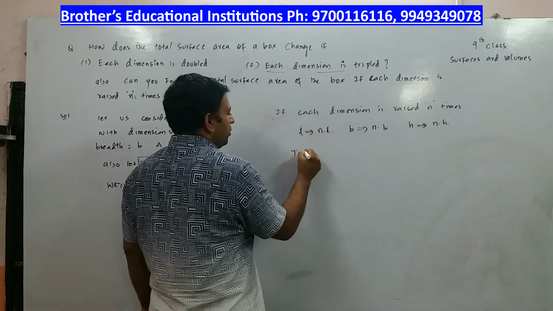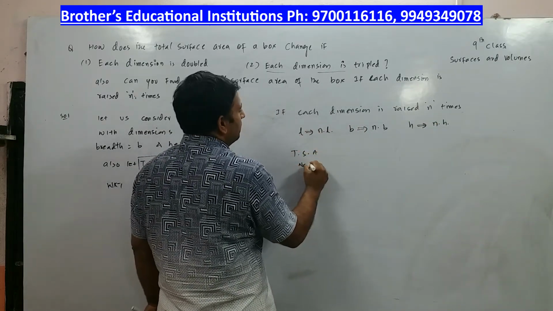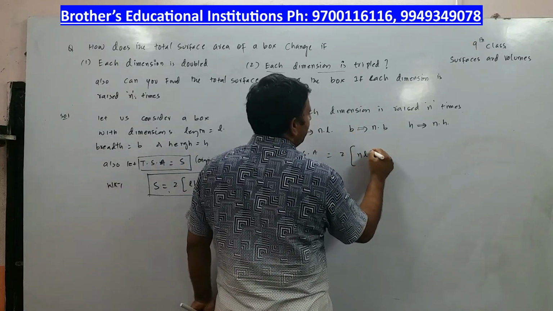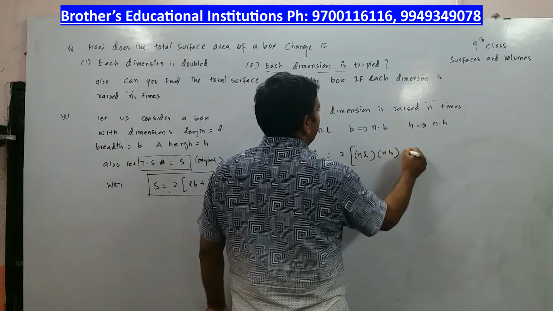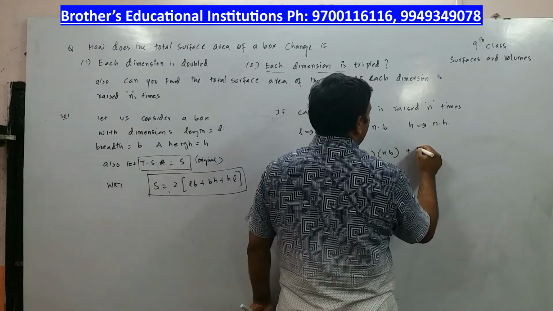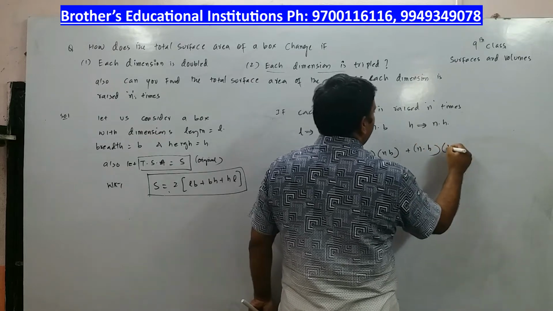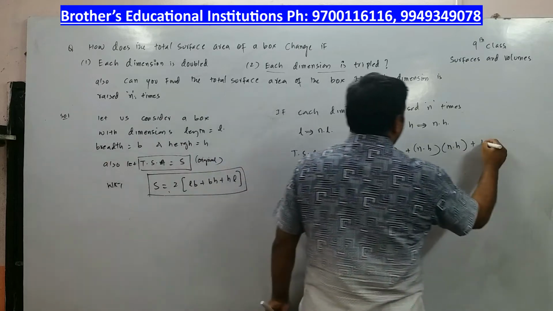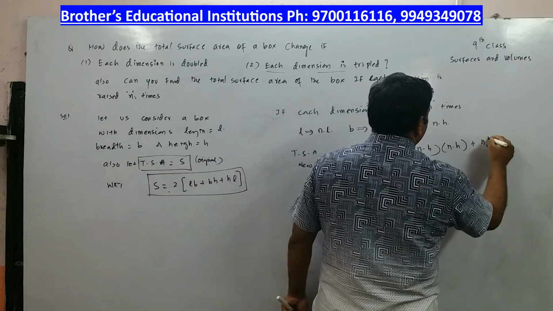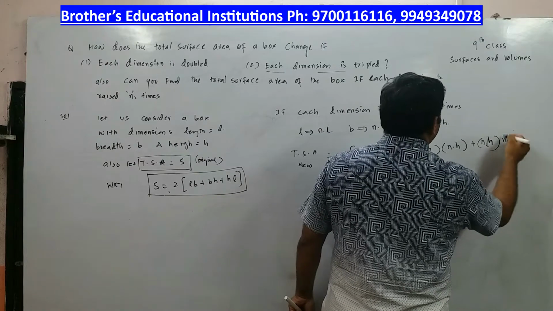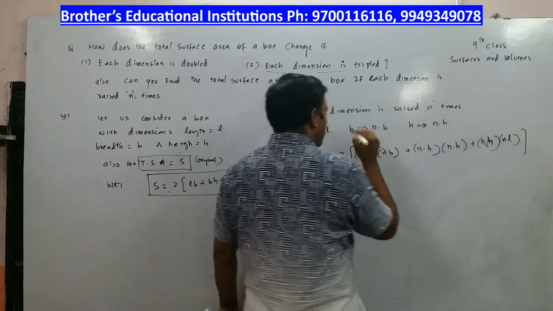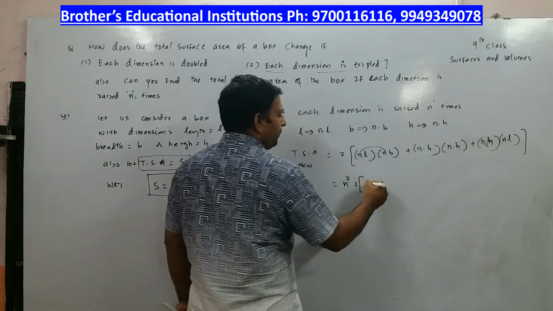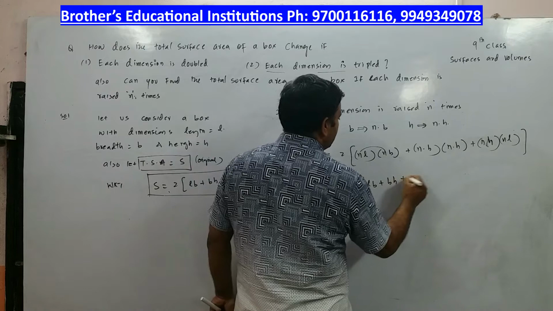So what will be the total surface area now? The formula is the same, 2 times LB, where LB means n times L into n times B, plus BH. BH means n times B into n times H, plus HL, where HL means n times H into n times L. So now n into n will be n square. So I can write this as n square into 2 into LB plus BH plus HL.